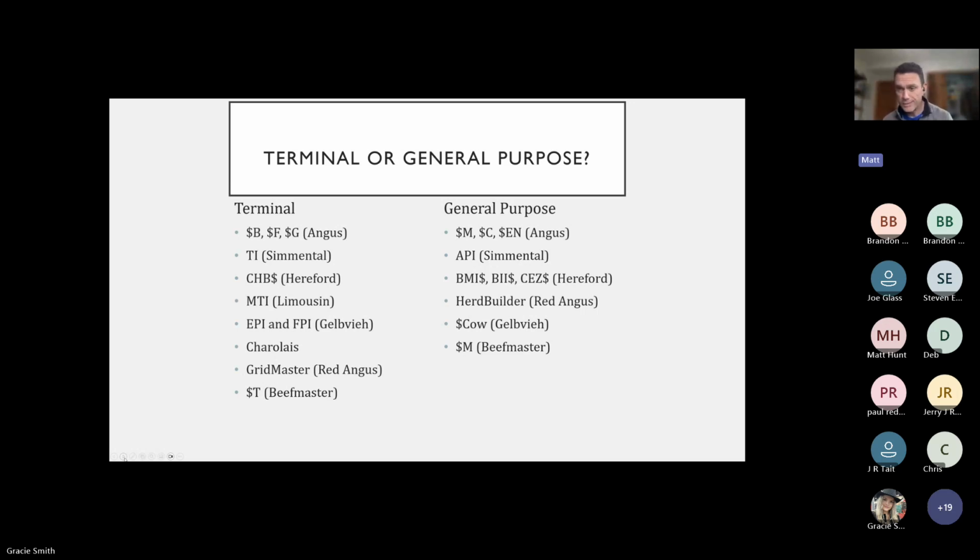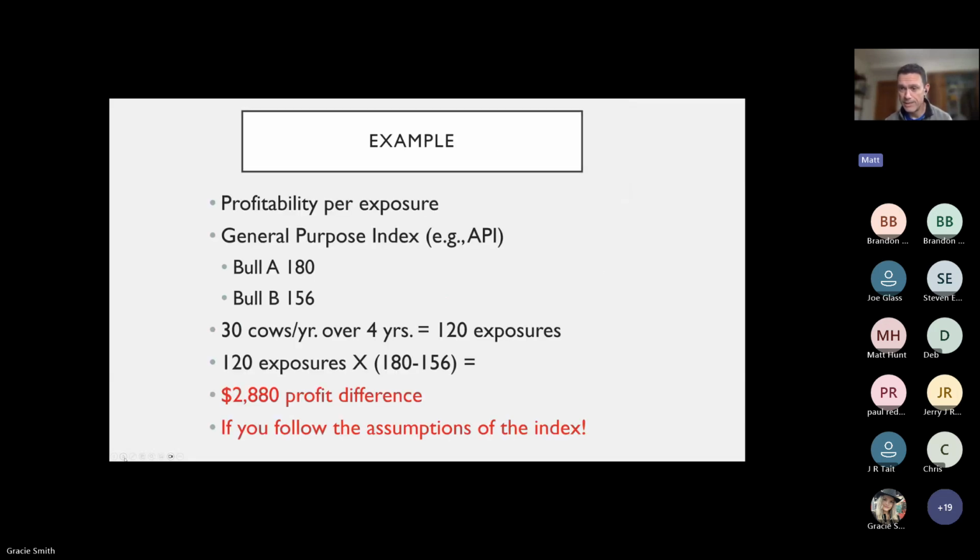So it's like any other tool in the toolbox. It works well when you use the right tool for the right job. If I use $M to try to produce profitable terminal calves through the feed yard, I'll do a horrible job at that. Similarly, if I use $beef to try to produce replacement females, I'm probably going to make females that are less fertile and very large in mature size. So using the right tool for the right job, extremely important.